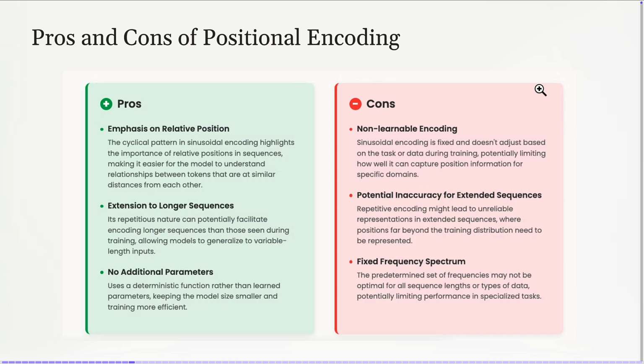Actually, with learnable embedding, you're going to add additional weight. I'm sure it will be part of the model size. Okay. So the cons: non-learnable encodings are fixed and don't adjust based on the task, so they will not depend on the corpus. They have potential inaccuracy for extended sequences due to the confusion of the position if we repeat the same cycle for longer sequences. And it has a fixed frequency spectrum.